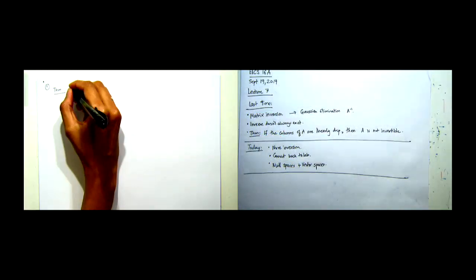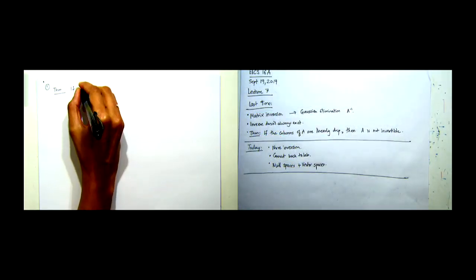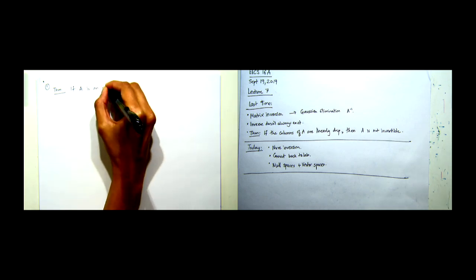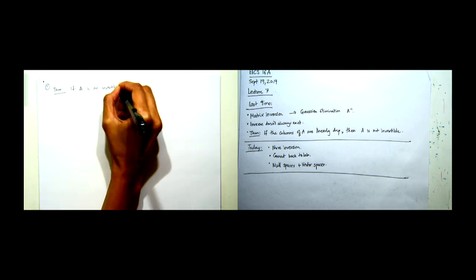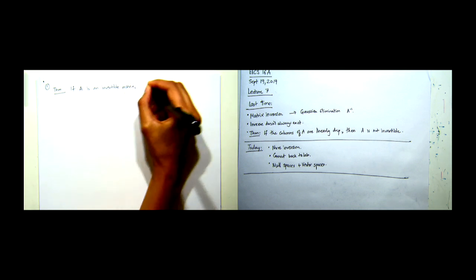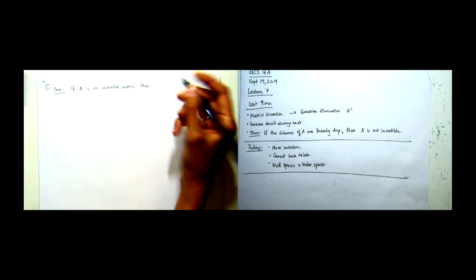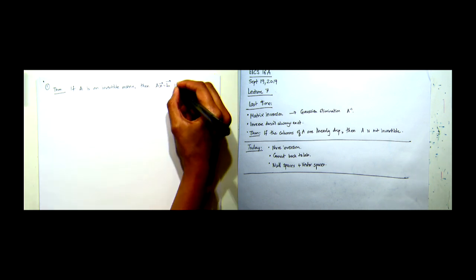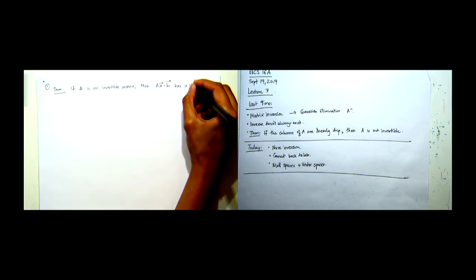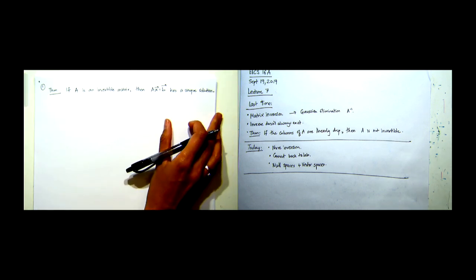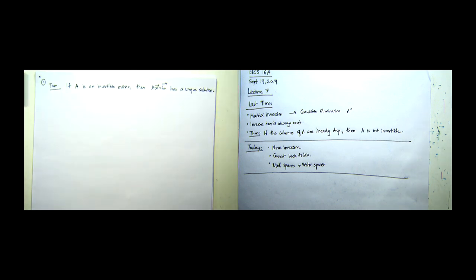So, I want to prove this theorem. If A is an invertible matrix, then the system Ax = b has a unique solution. Okay, this is the theorem that I want to prove.